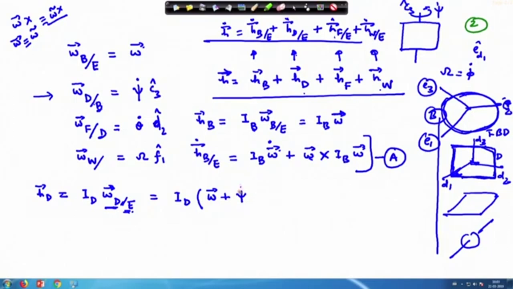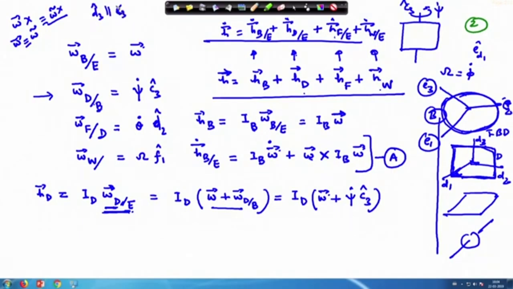Or we can write it as omega times omega_D with respect to the B frame. So this summation is equal to this part, which we write as omega times psi dot C3 cap, because psi dot is lying along the C3 cap direction. C3 cap and D3 cap are along the same direction all the time, and therefore D3 cap can be replaced by this and it makes it easier, some of the steps can be skipped.